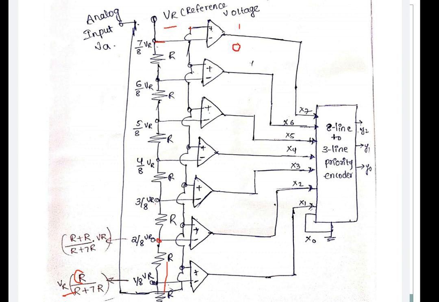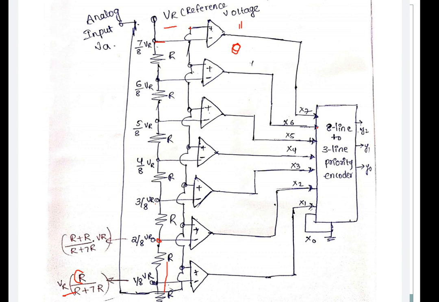So if the non-inverting terminal voltage is greater than the inverting terminal voltage, in that case you are getting logic 1. If the non-inverting terminal voltage is lesser than the inverting terminal voltage, in that case you are getting logic 0, and that should be applied to the input of the priority encoder. The normal encoder converts the 2 power n lines at the input to the n lines at the output. But the priority encoder selects the highest priority bit among the inputs. We will see the difference after some time.